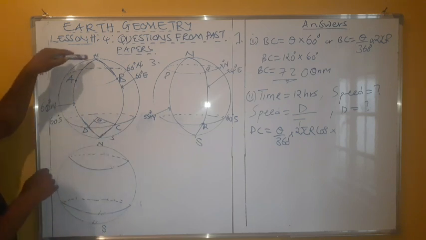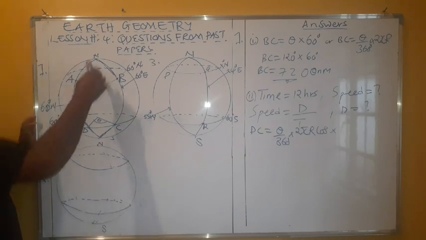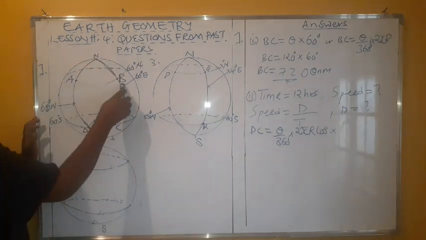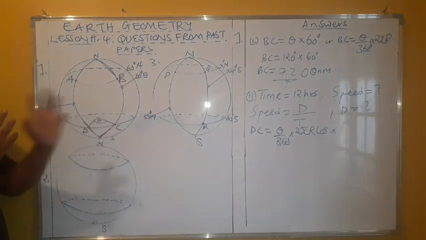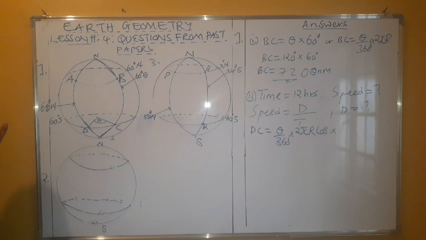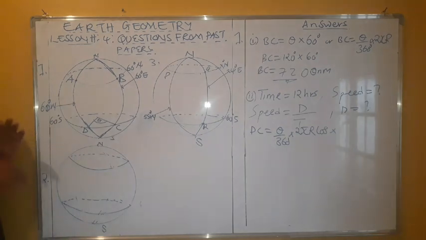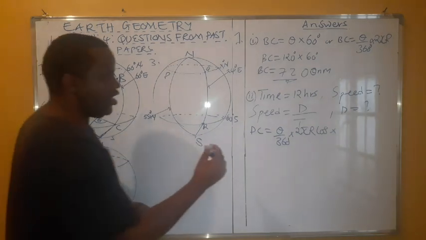You can see that the longitude for D is 60 degrees west. The longitude for B is 60 degrees east. So these two are on opposite sides of the Greenwich meridian. This one is on the western and this one is on the eastern. So how do we find the difference? We find the difference by adding.